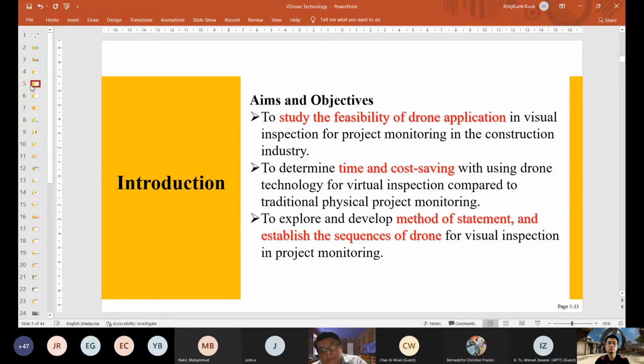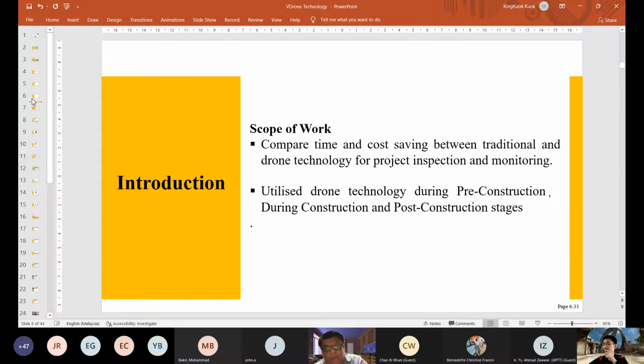There are a few aims for us to look into the study: to study the feasibility of drone application for visual inspection in project monitoring in the construction industry, and to determine how much time and cost can be saved for monitoring a particular project. In this case, we do a case study. The case study that we are adopting is the construction of Kuching centralized wastewater treatment plant, package number 2. And thereafter, we try to come up with a simple method statement and establish the sequences for us to operate the drone for monitoring and inspecting the site.